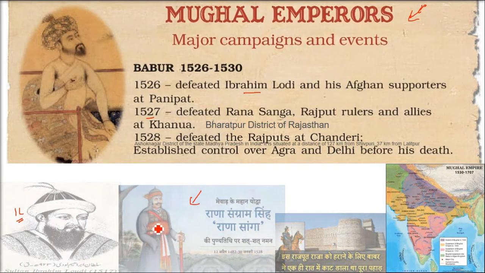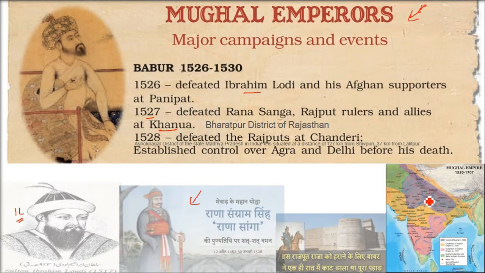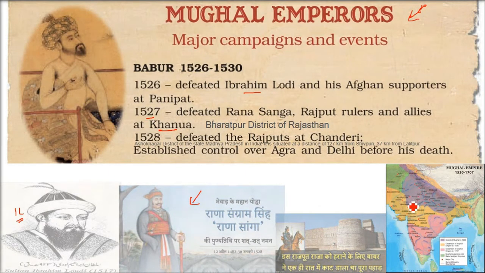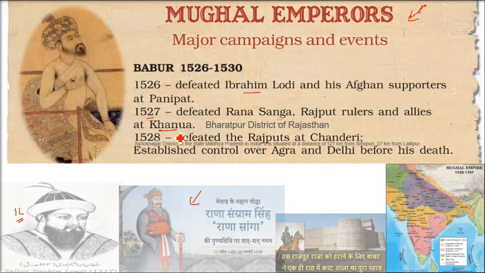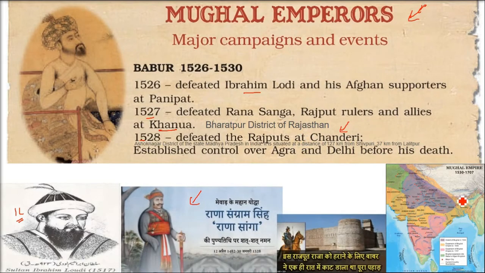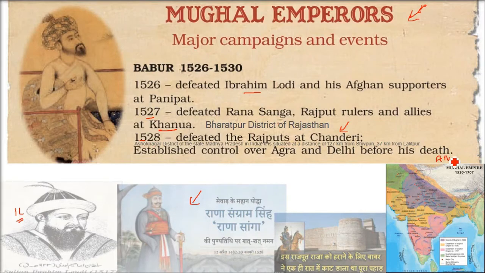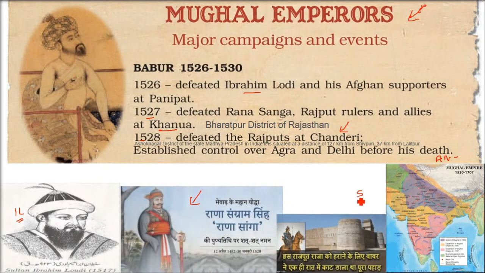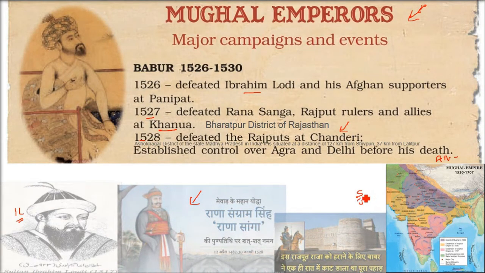Now the second one is Rana Sangram Singh, Rana Sanga, and the fight of Khanwa. Khanwa is in Bharatpur district, near Rajasthan. First Ibrahim Lodi, then Rana Sanga. In 1528, they defeated the Rajputs at Chanderi, in the Ashoknagar district of Madhya Pradesh in India, situated at a distance of 127 km from Shivpuri and 37 km from Lalitpur. So 1528. So these are the three dates we have to remember.